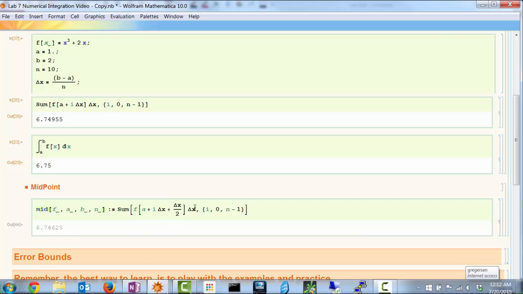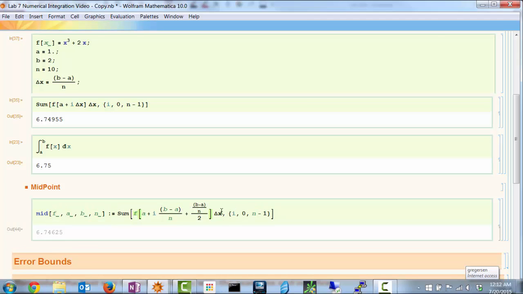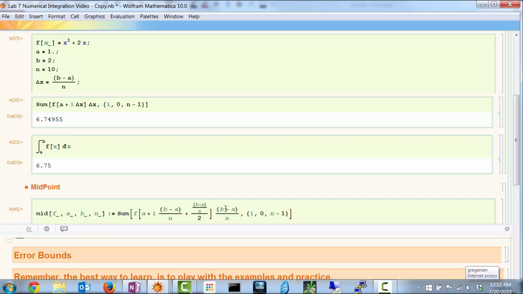The only problem is the way I program mid, I use these delta x's. But delta x depends on a and b and n. So I need to include not just the delta x, but actually the form of delta x in here. So real quick, what I'm going to do is copy that expression and get rid of all my delta x's in here and put in what it's equal to, which is b minus a over n. That way everything in my program is in terms of f, a, b, and n. Now, the only other thing I have to remember is to use colon equal when I'm defining this function. Now I'm going to run this function, and now I can call this function.